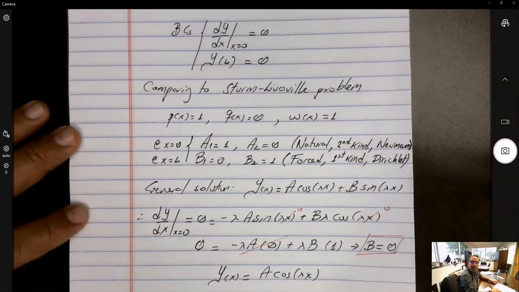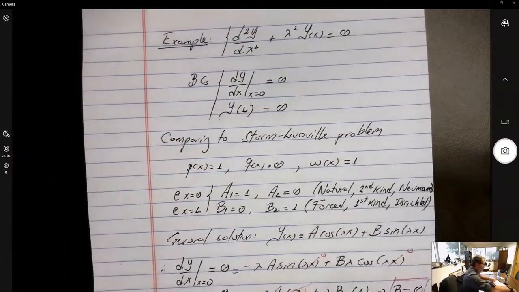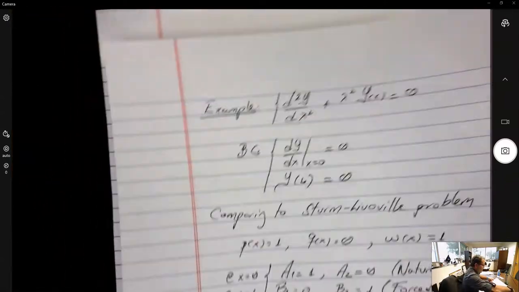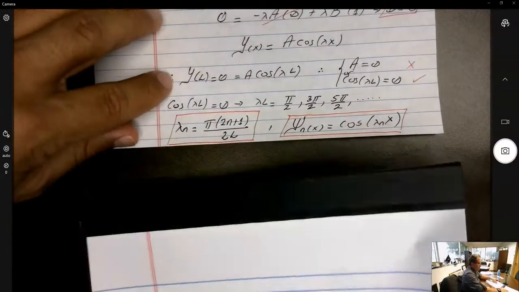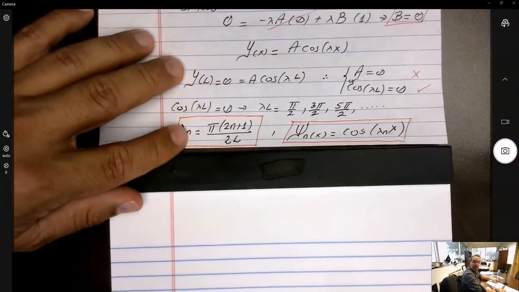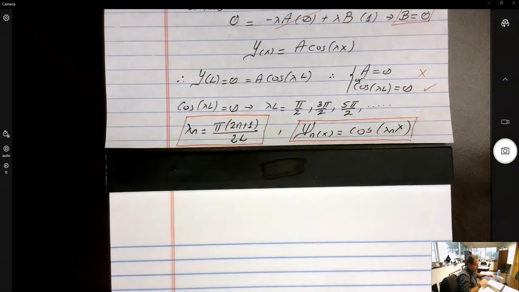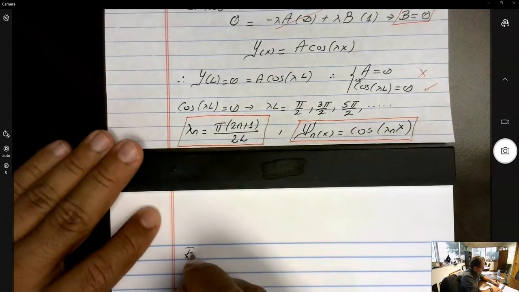So let's see what happens when we change the equation itself. Let's do another example here of another problem that we can frame within the class of Sturm-Liouville problems. And we're going to say this example.